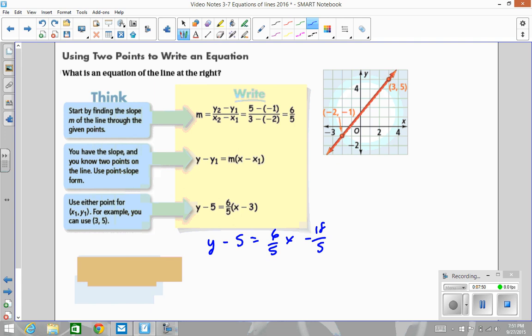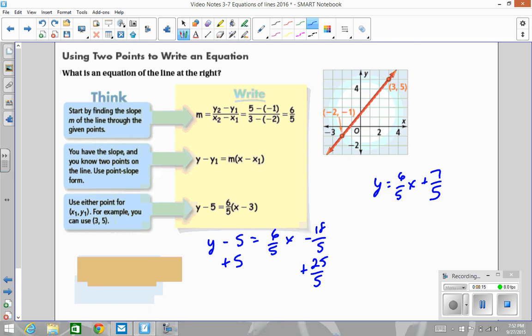Got to distribute that. And then I'm going to add 5 to both sides. Now I can't add 5 to that like I normally would because it's got a denominator of 5. So that's going to be 25 over 5. So then y is equal to 6 over 5x plus 7 over 5. I'm not asking you to graph this. I'm just asking you to write the equation. So be used to putting those fractions in there. And so that is that process.